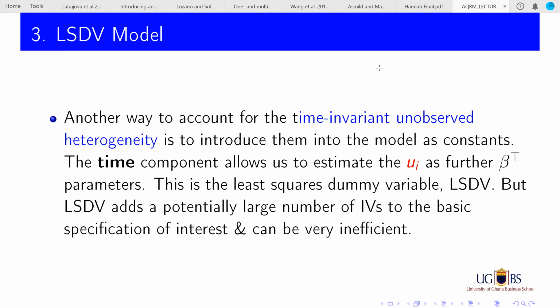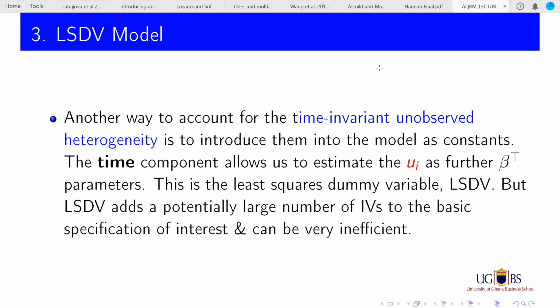regression. The least squares dummy variable regression. It's a sort of regression that is another way to account for the time fixed unobserved heterogeneity. It is one way to address that issue. So the unobserved heterogeneity is a big issue, and that is one thing that everybody is trying to handle. The time factor allows us to estimate the unobserved factors as further beta parameters.